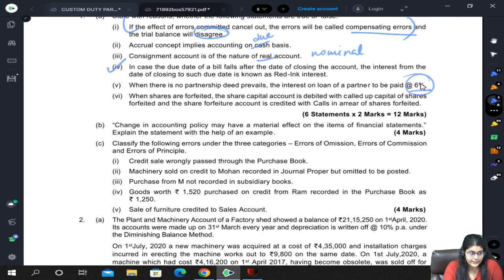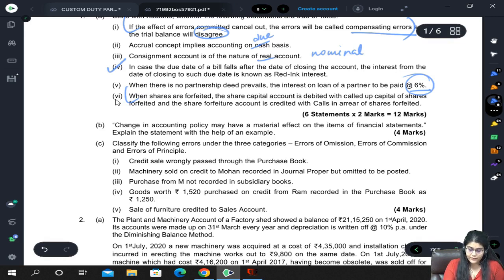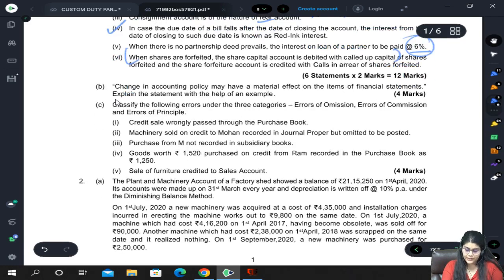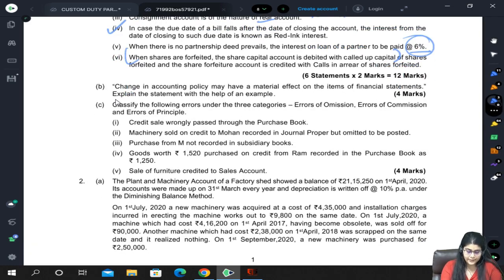When shares are forfeited, the share capital account is debited with called up capital or shares forfeited, and the share forfeiture account is credited with calls in arrear of shares forfeited. No, this part is correct. We do debit the share capital account with the called up amount. However, the credit to the share forfeiture account is not the amount of calls in arrear, but the amount which was actually received on the shares forfeited. So again, this one is a false statement.